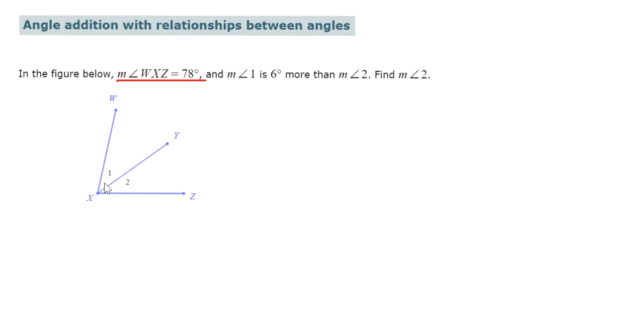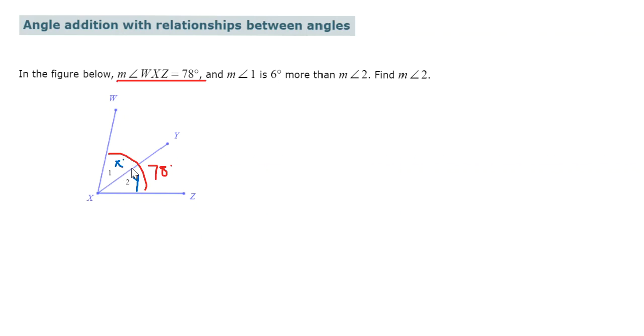Okay, WXZ, so trace it out. WXZ, that's the larger angle. So that one, I'll put 78 degrees there. Now, we don't really know what measure of angle 2 and measure of angle 1 are. It says measure of angle 1 is 6 more degrees than measure of angle 2. So for now I'm going to label these with an X and a Y, because that's a little easier to write than measure of angle 1, measure of angle 2.